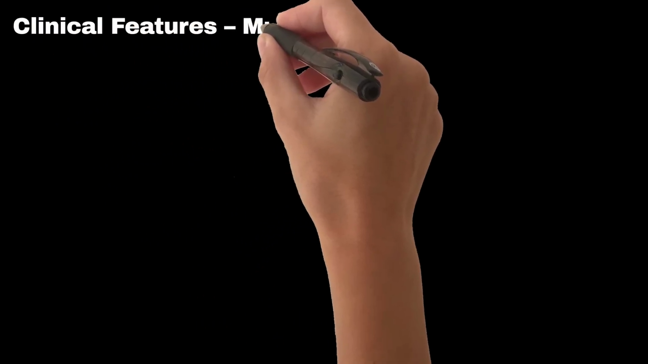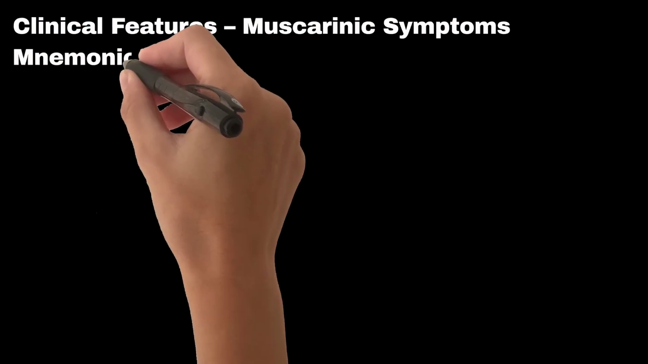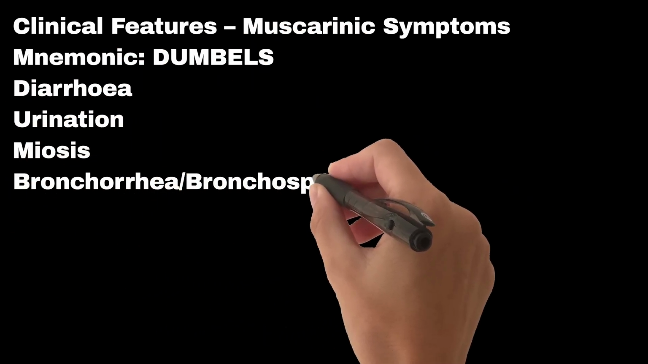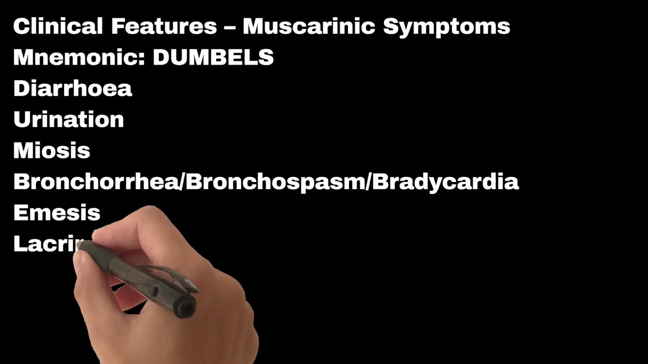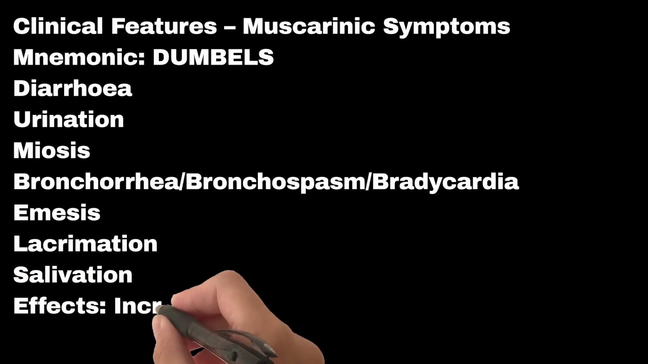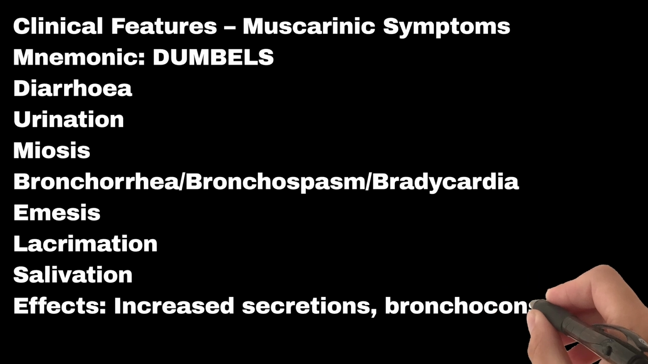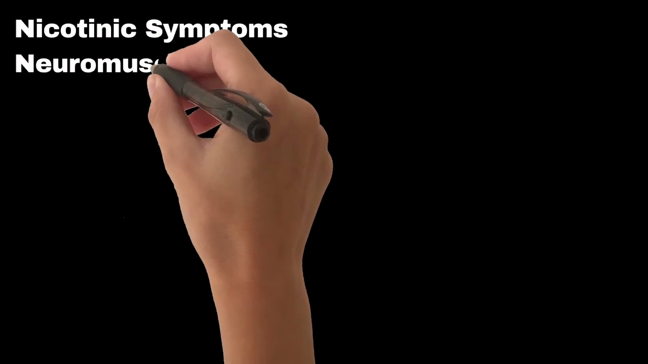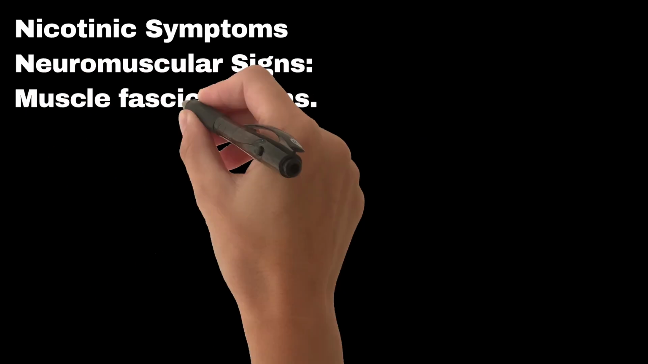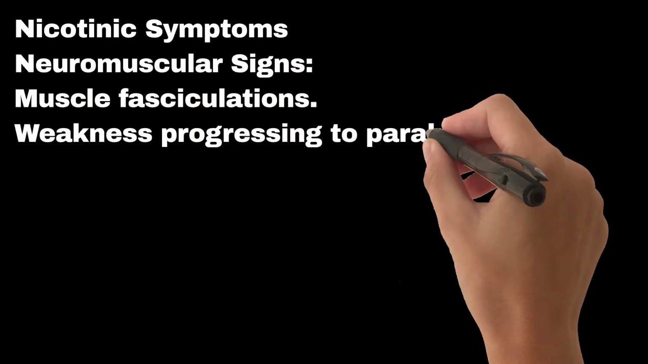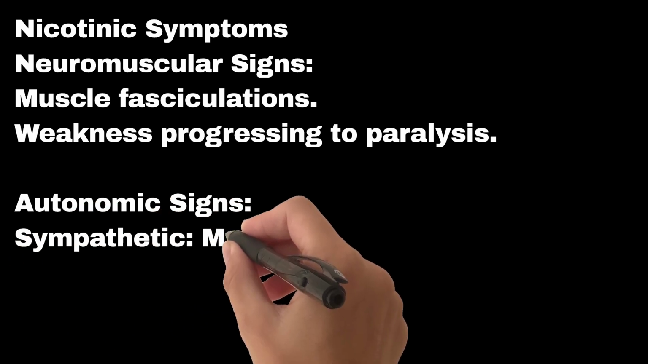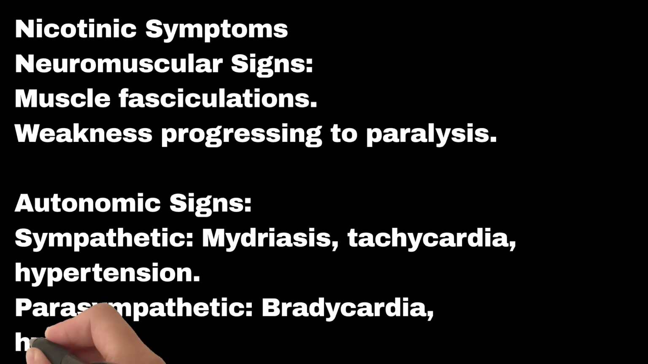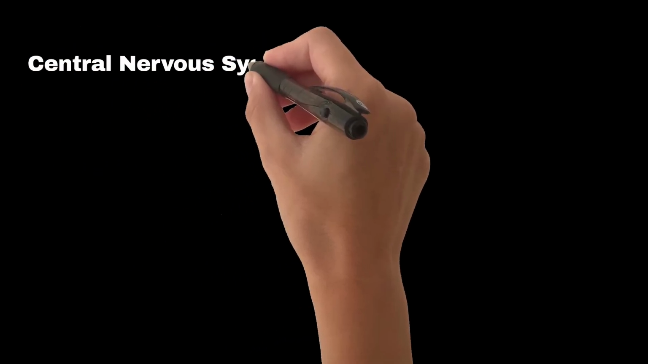Clinical features: muscarinic symptoms. The mnemonic is DUMBELS. Diarrhea, urination, miosis, bronchorrhea, bronchospasm, bradycardia, emesis, lacrimation, salivation. Effects: increased secretions, bronchoconstriction, bradycardia. Nicotinic symptoms: neuromuscular signs, muscle fasciculations, weakness progressing to paralysis. Autonomic signs: sympathetic, mydriasis, tachycardia, hypertension. Parasympathetic, bradycardia, hypotension.